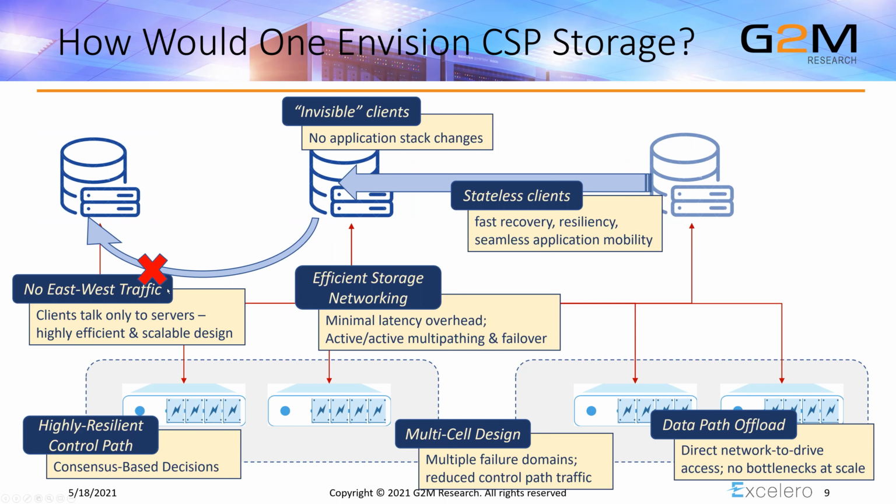Now to the east-west traffic. Avoiding it not only makes networking easier. No east-west traffic actually helps storage with both the resiliency to client failures and the handling of heterogeneous hardware. CSP infrastructure usually consists of different hardware generations. It may be different networking, different processors, and so on and so forth. East-west traffic leads to the lowest common hardware denominator, which constrains the overall performance and reduces the solution's efficiency.